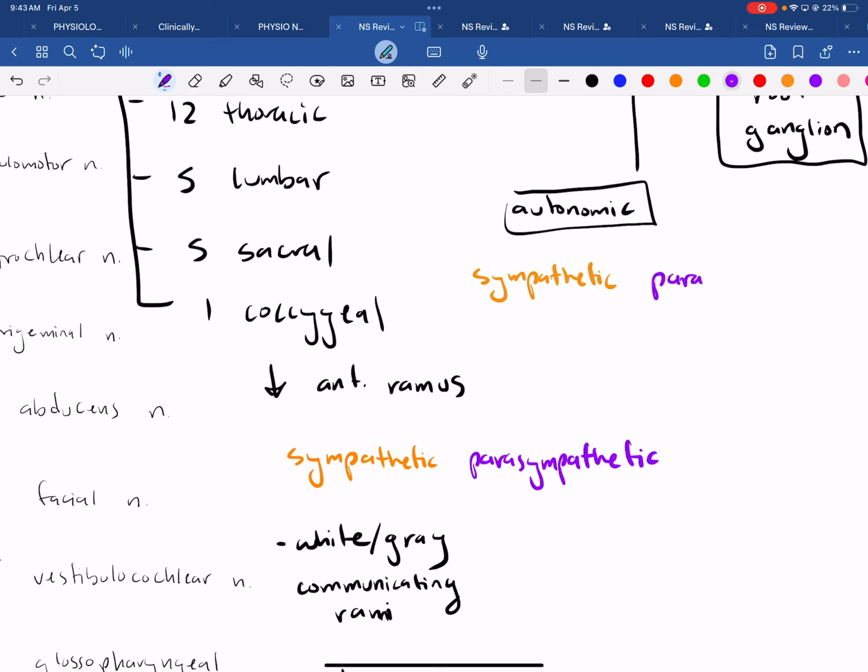Will we ever talk about cranial ganglions? No? Your instructors might mention them, but probably not. Yeah. We're just asking for the space. Sympathetic. Oops.